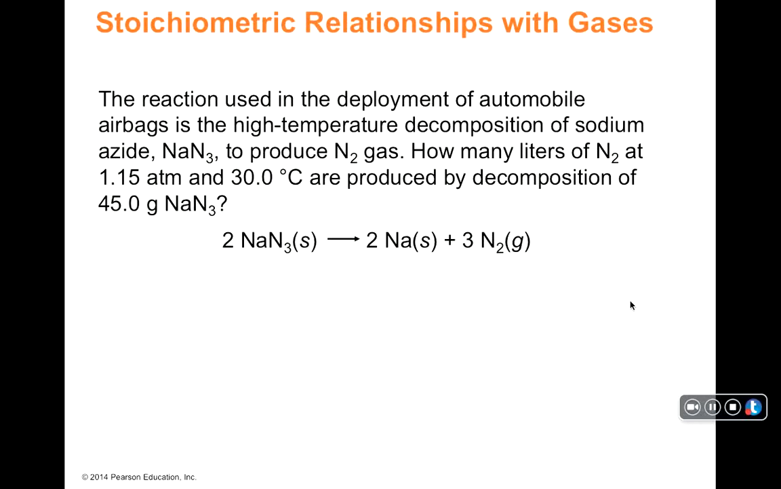Okay, so the first thing we know is we're given 45 grams of sodium azide. So we can convert that 45 grams of sodium azide to moles of sodium azide. Use the moles of sodium azide to figure out the moles of nitrogen gas that we'll produce. And so we'll know the number of moles of nitrogen gas we produce. They gave us the pressure, they gave us the temperature, and they're asking us for the volume. So we can use PV equals nRT to then solve for volume.